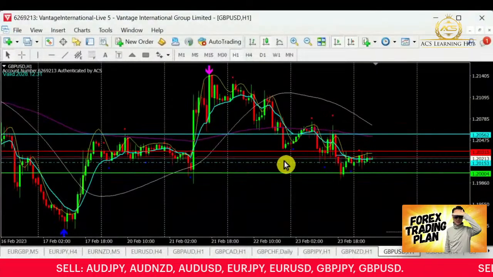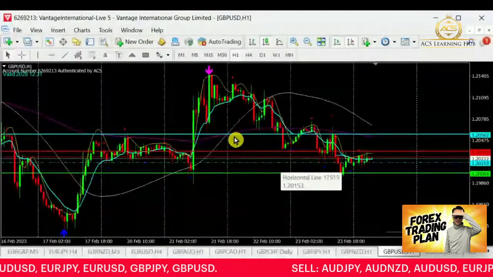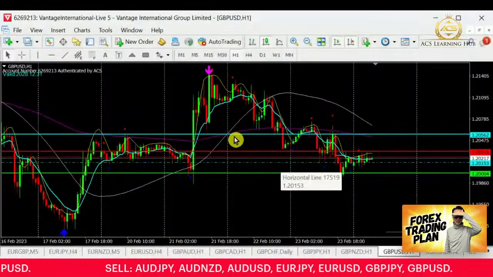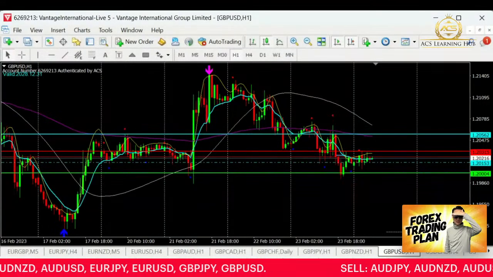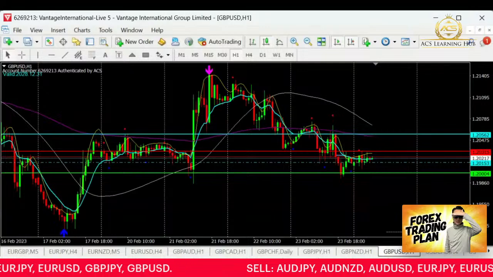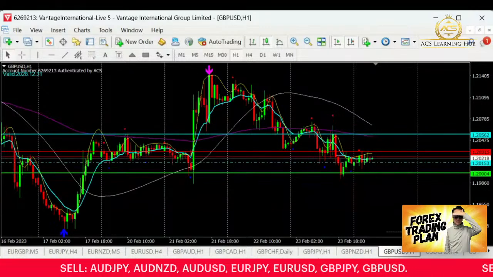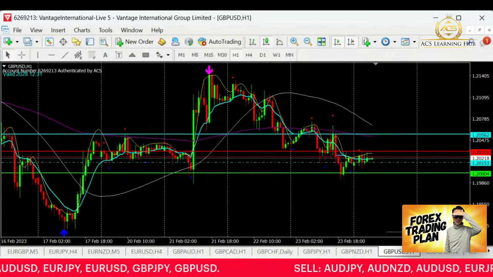So that's for pound dollar. So I'm still looking for pound dollar to sell. However, I need to clear the highs and meet out the resistance before I actually can go for a selling. All right. Okay. So that should be all today. We are going to focus on the Aussie yen, Aussie kiwi, Aussie dollar, euro yen, euro dollar, pound yen, pound dollar. Right. That's all for today for now.